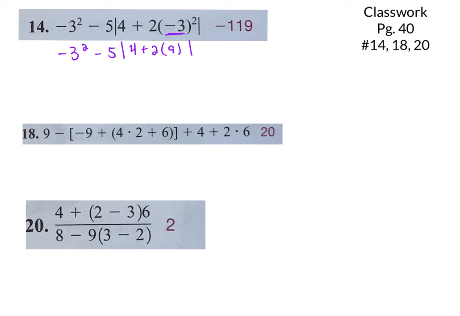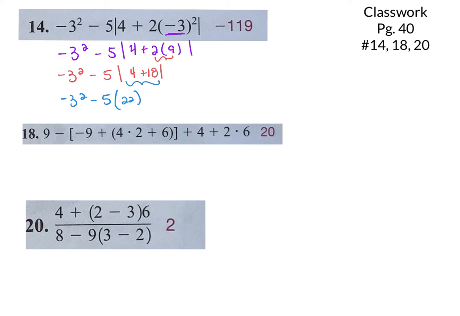Order of operation on the inside again. I'm going to do multiplication. So I have negative 3 squared minus 5, absolute value of 4. Then 2 times 9 is 18. So it looks like that. I still have a grouping. So I'm going to do this grouping first. Negative 3 squared minus 5 times 4 plus 18 is 22. All right. And now I've gotten rid of my groupings.